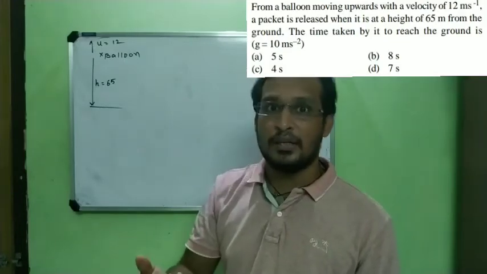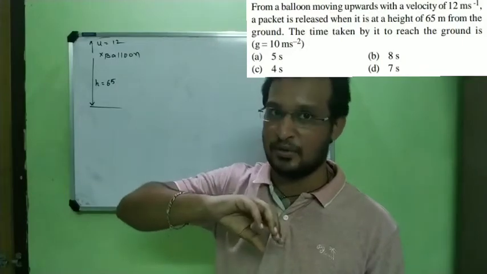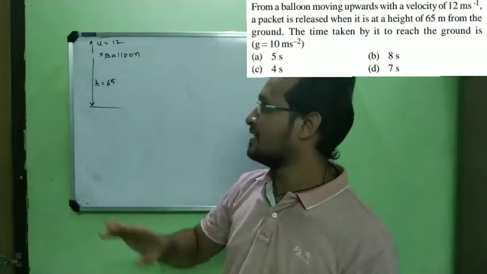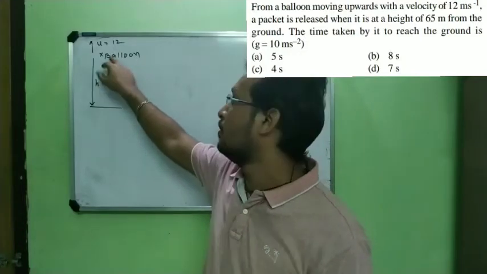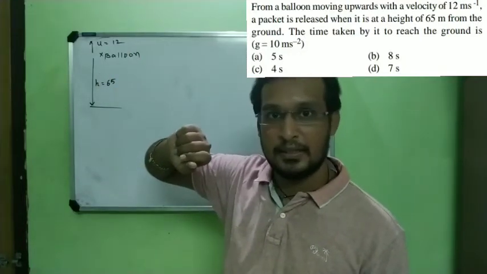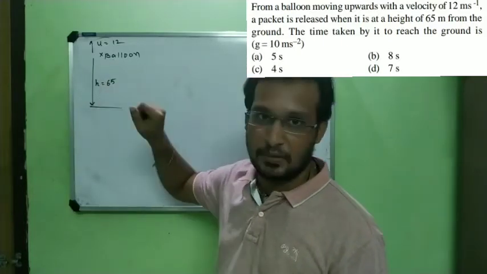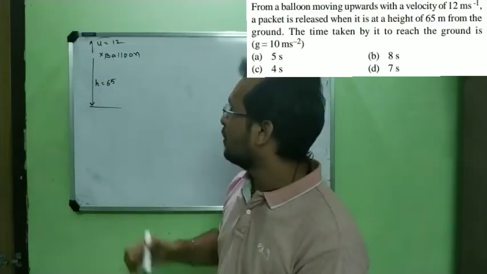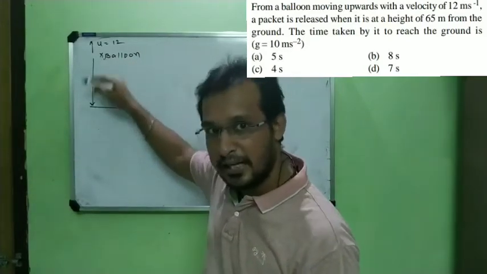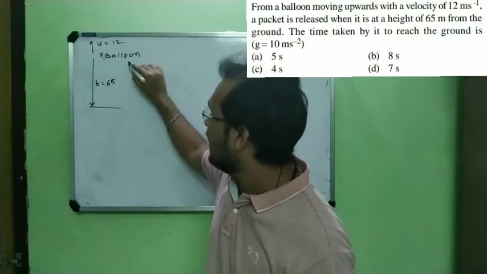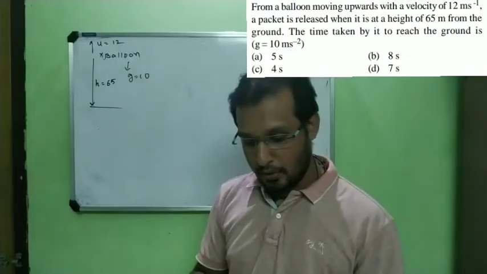Normally, if you release anything, we consider the initial velocity as 0. But don't take it as 0 here, because that packet has an initial velocity equal to the velocity of the balloon, that is 12 meter per second. Direction is upward. And the height of the balloon from the ground is given as 65 meter. If you measure height, it is measured downwards. With respect to the balloon, height is downward, velocity is upward, and g equal to 10 is also acting downward.